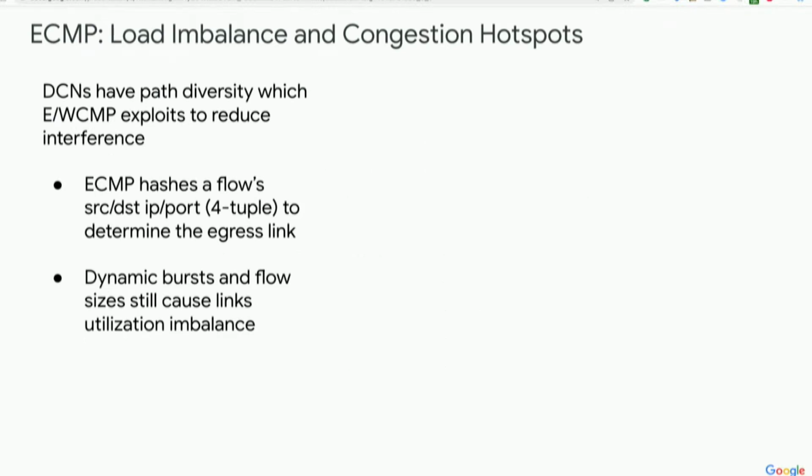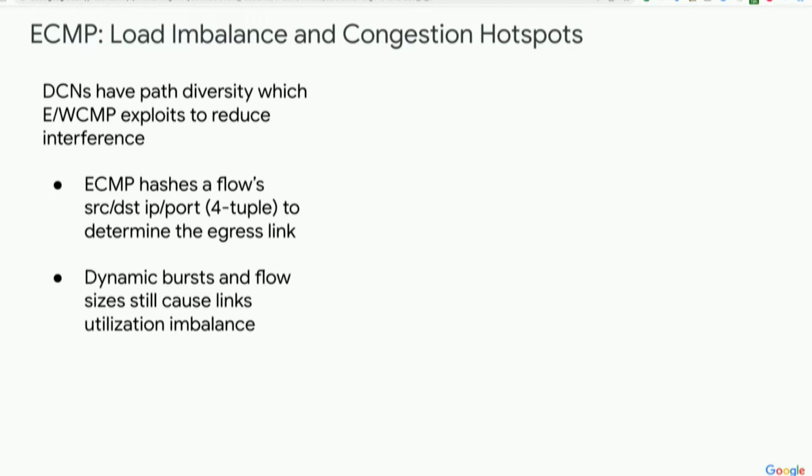So load balancing in data center network is actually a problem of minimizing the interference among the competing flows in the shared network. Data centers have path diversity, which means multiple paths exist between any two machines in the network. ECMP, the de facto standard for load balancing in DCNs, exploits this and aims to use the paths evenly by hashing the 4-tuple, which consists of source, destination, IP, and ports. This random hash is then used at the switch to choose one of the egress links.